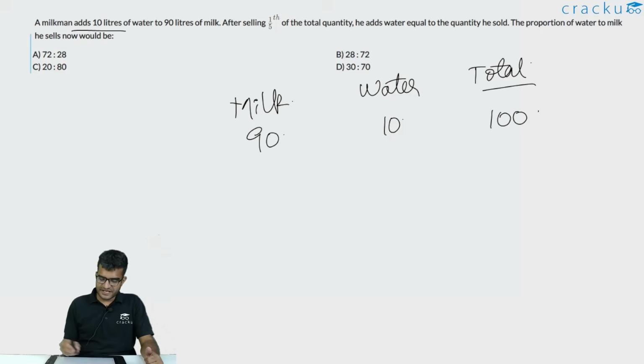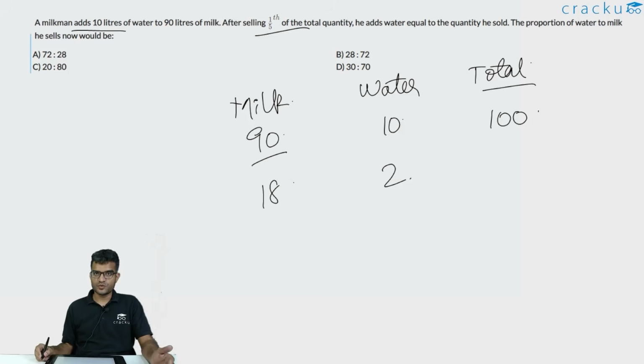Now out of this he has taken 1/5 of the total quantity out. If he is taking 1/5 of the total quantity out, he will be taking 1/5 of the milk out and 1/5 of the water out. So the amount that is taken out is 90 divided by 5, which is 18. The amount of water that is taken out will be 10 into 1 by 5, which is 2. So the total that is taken out will be 20.